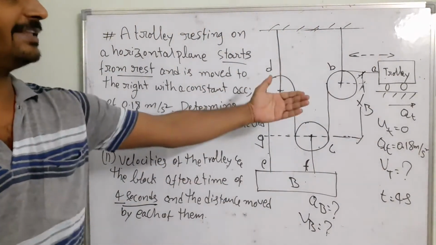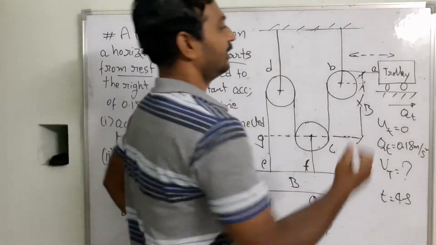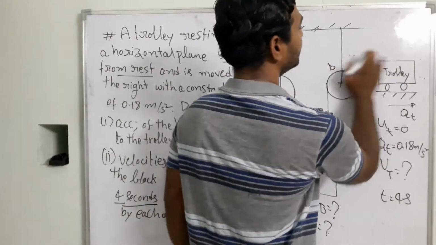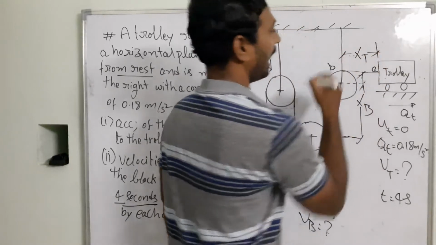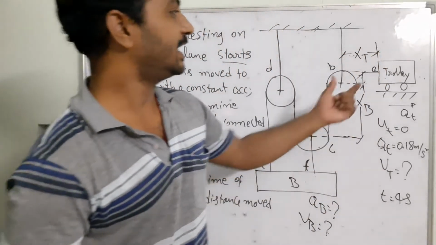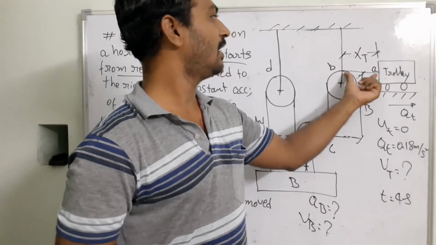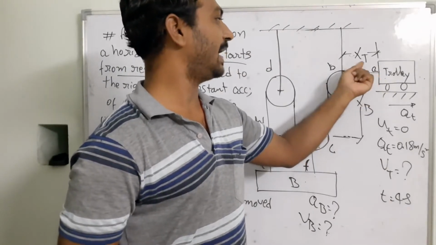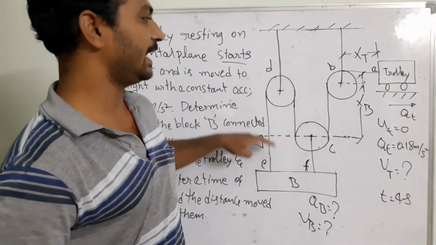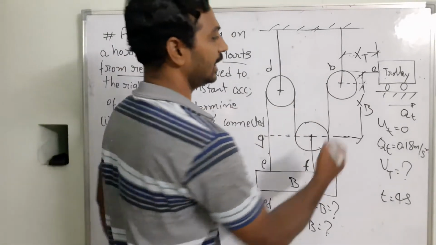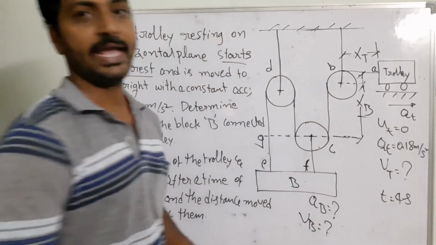Now I am going to be writing the equations in this case. The distance between A and B, I am going to say that's XT. I am giving some notations over there. The distance of this length, from the pulley to the trolley AB, is going to be XT, and between B to C, C to D and D to G, this length is going to be constantly moving, that I am going to say is XB.